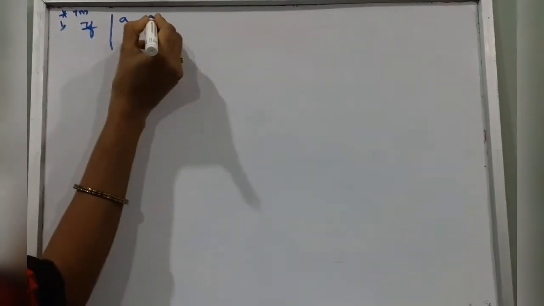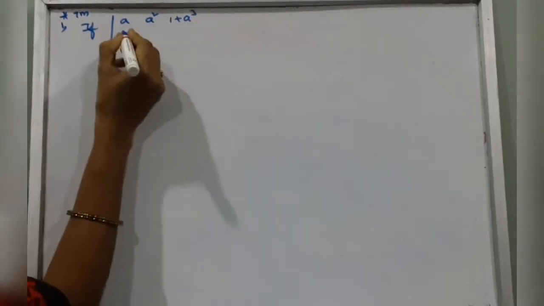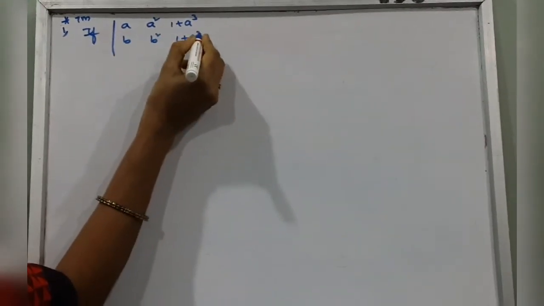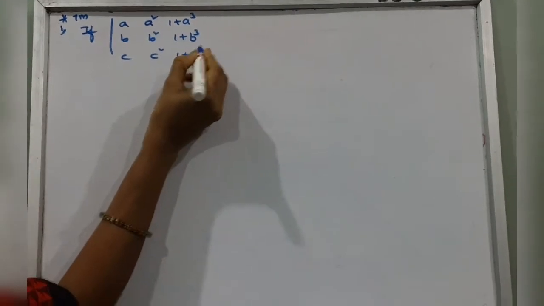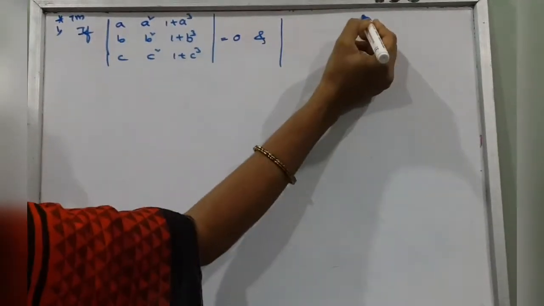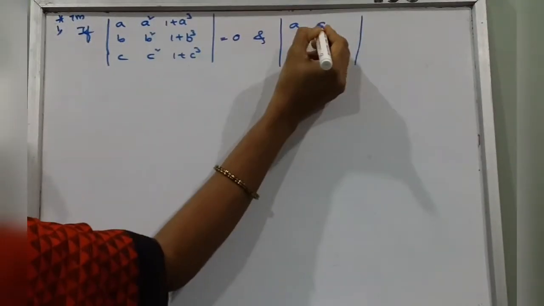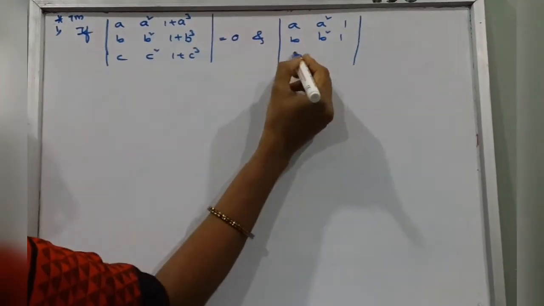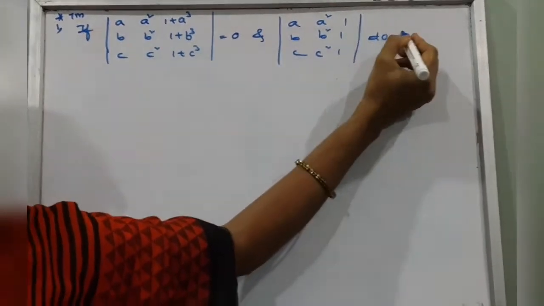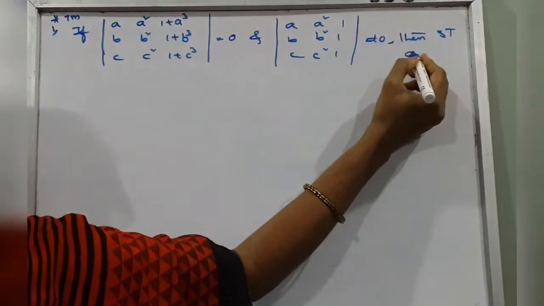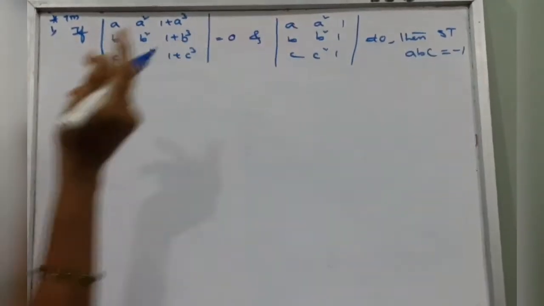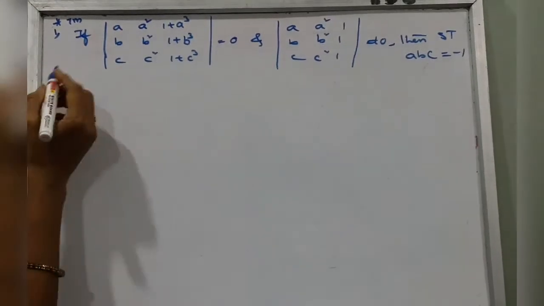The first question is: if the determinant of a square, 1 plus a cube; b square, 1 plus b cube; c square, 1 plus c cube is equal to 0, and the determinant of a square, 1; b square, 1; c square, 1 is not equal to 0, then show that ABC is equal to minus 1.